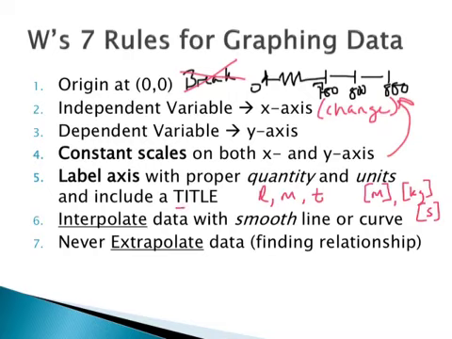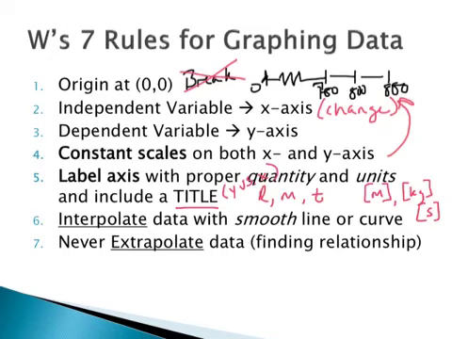And then the last thing is to include a title. Your title is always written as y, your dependent, versus x. So y versus x. For example, if my dependent variable was, let's say, speed, and my independent variable was mass, then my graph would be titled speed versus mass. So always dependent versus independent.